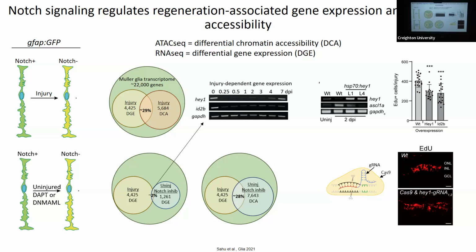Now we have HEY1 mutant fish, and we need to find out who the downstream targets are, so we can really understand the mechanism of this lowering of regeneration. But this is a key finding, I think.